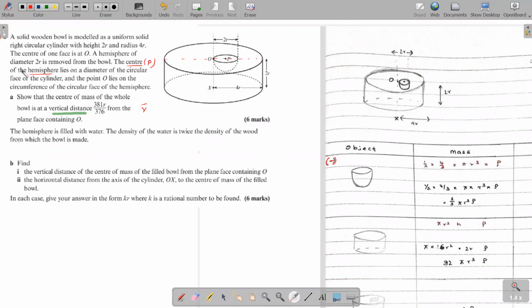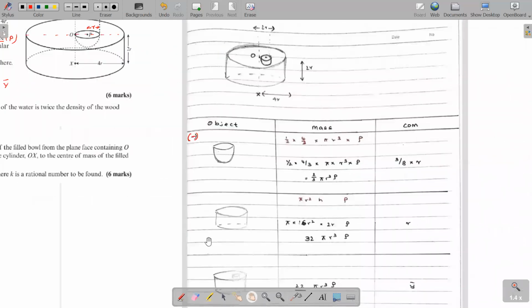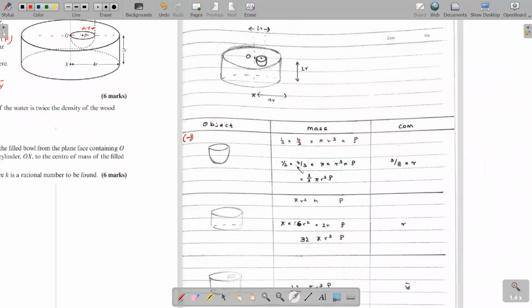It's a hemisphere of diameter 2r, right? So if the diameter is 2r, then the radius is r. Are you with me, guys? If the diameter is 2r, then the radius is r. So over here, half of 4 over 3 pi r cube rho. Our radius is r directly. Half and 4 cancel, so you get 2 over 3 pi r cube. I hope you guys can see this. So it's 2 over 3 pi r cube rho.